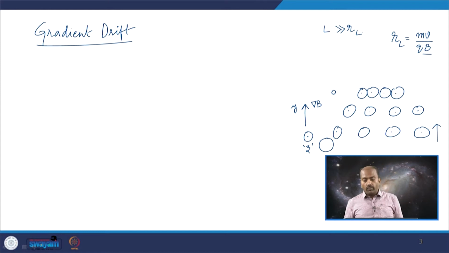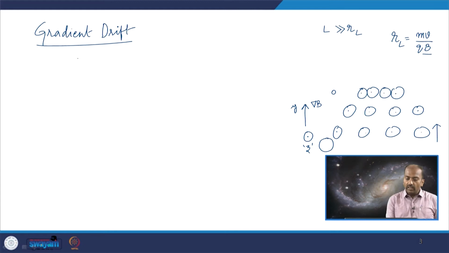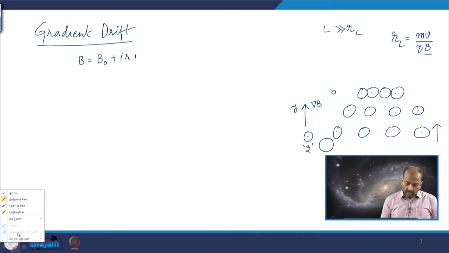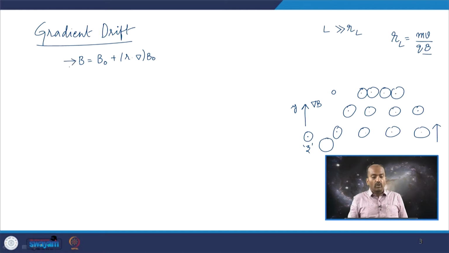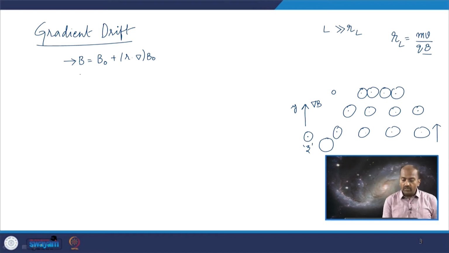Having said that, we tried to expand the magnetic field in a Taylor series expansion. B0 is the magnetic field strength at the center of the gyration, or the center of orbit. Then the magnetic field can be expanded like this. If we neglect all the higher order terms, we can calculate the average force that the particle experiences along the three directions.